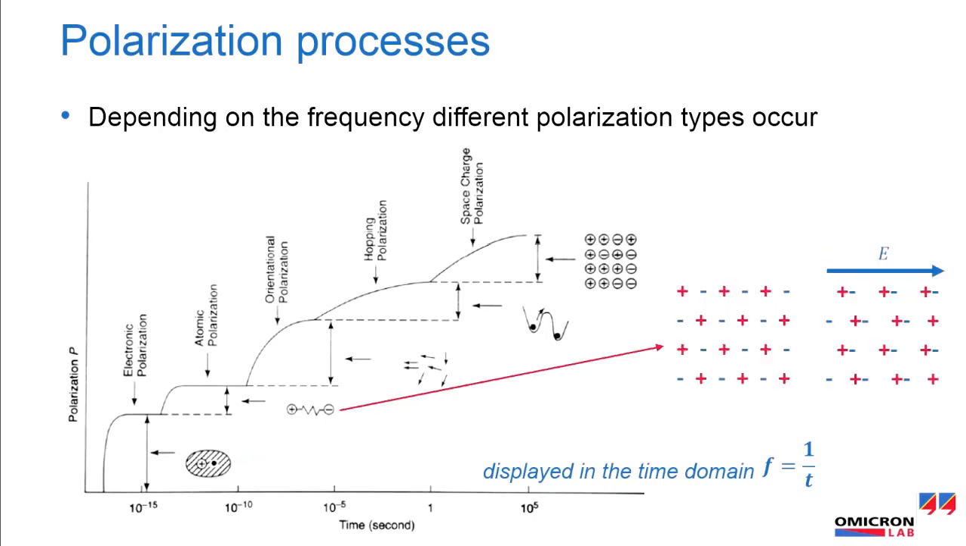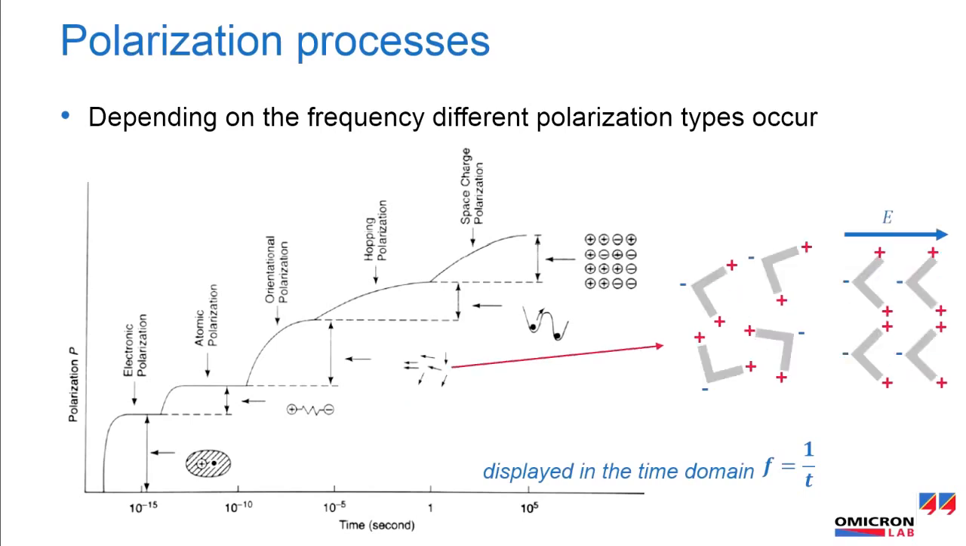Atomic or ionic polarization is caused by the relative displacement of positive and negative ions to each other. Electronic and atomic polarization have only a small influence on the real part of the relative permittivity. These polarization mechanisms are almost lossless. Orientation or dipolar polarization is caused by alignment of permanent dipoles due to an electric field. The dipoles will rotate with the field direction.